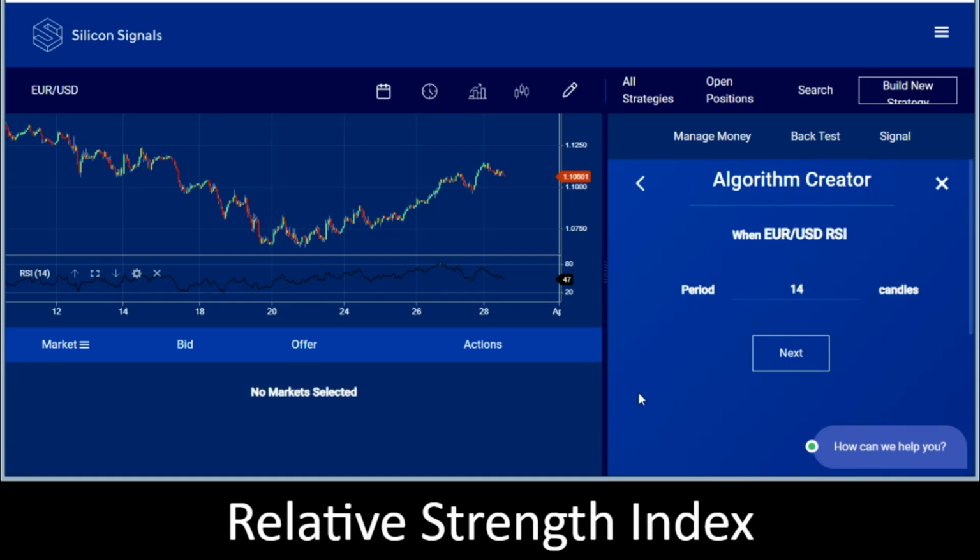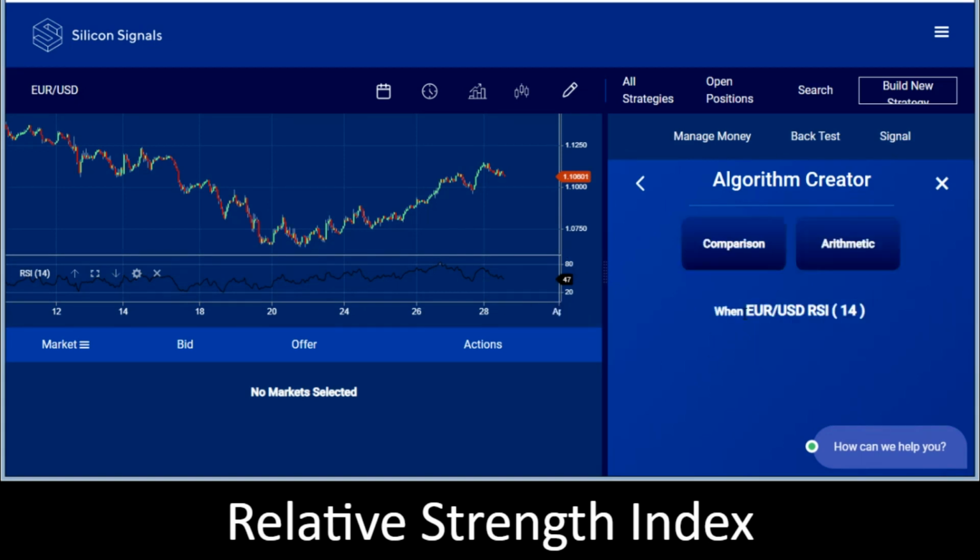Vice versa, on a really low time frame like a 5-minute or a 2-minute time frame, somebody might choose a 21 RSI to try and get more reliable signals. So it's entirely up to you. It's got a lot of ways you can test it.